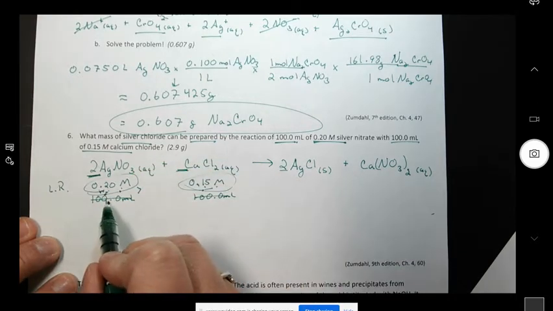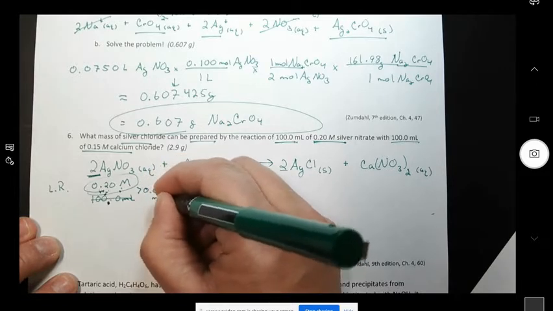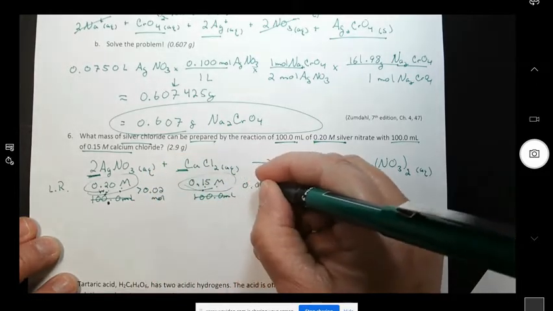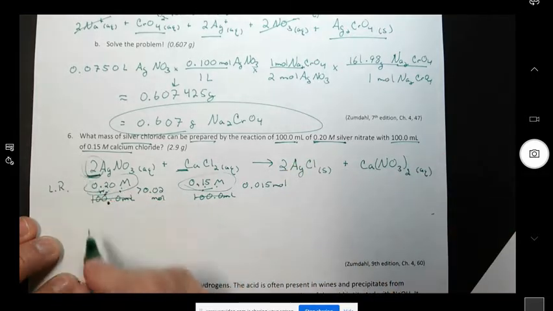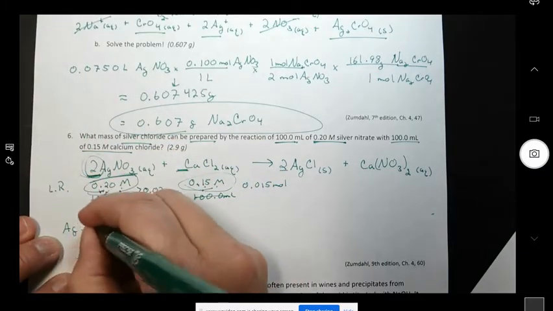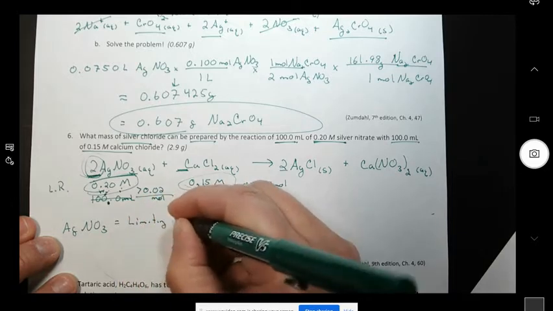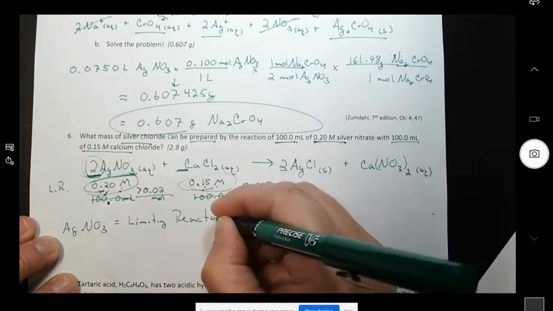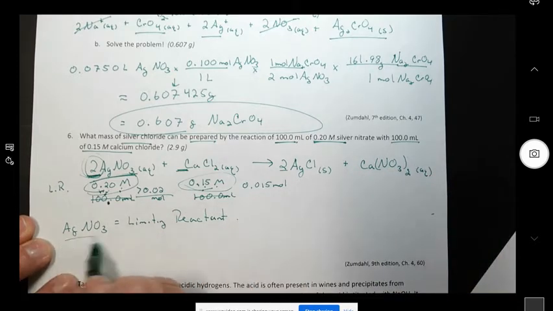So using your formula, you would have 0.02 moles. This would be 0.015 moles. And you can see I need twice as much of the silver nitrate and I don't have twice as much. So this is actually going to be my limiting reactant. So AgNO3 ends up being my limiting reactant. So if you can do that without doing a big long calculation, that might save you a little bit of time. Knowing that that's my limiting reactant, now I can just use this to get to the mass of silver chloride.